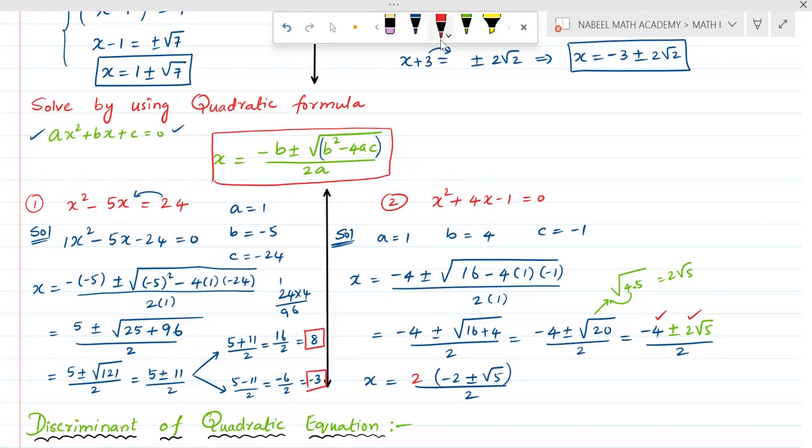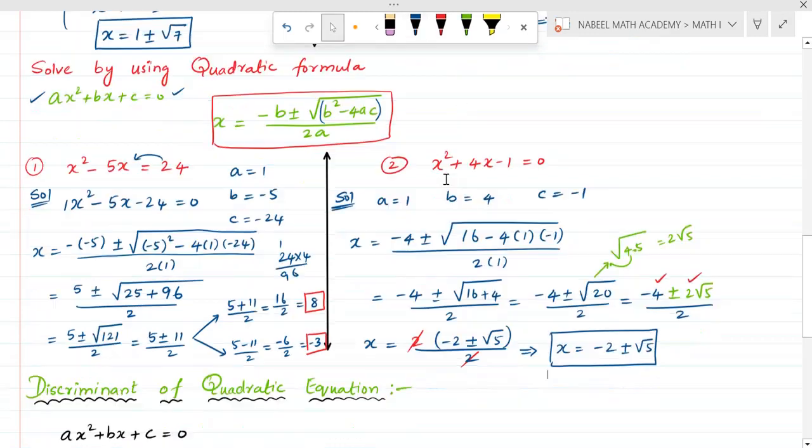So this one and this one get cancelled. And the solution is, you will get x is equal to minus 2 plus or minus root 5. Plus or minus means you will get the two solutions. One is plus, one is minus.